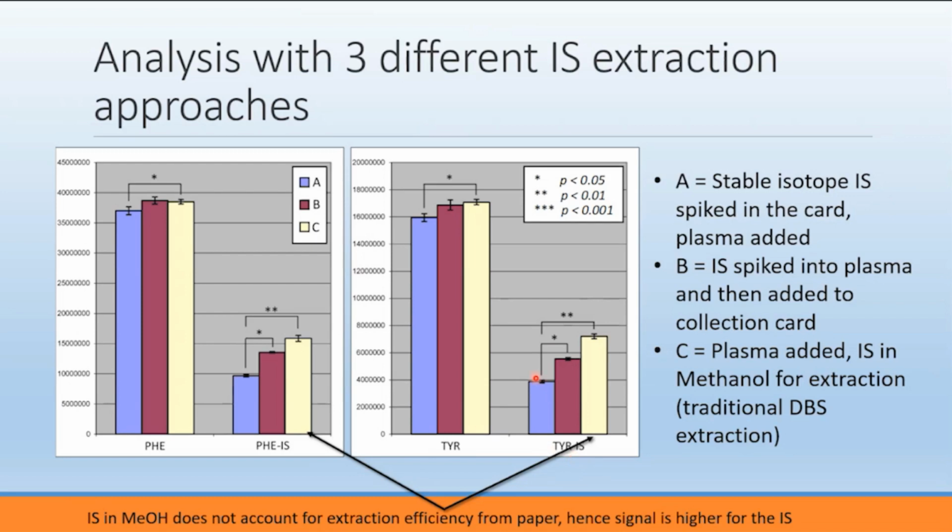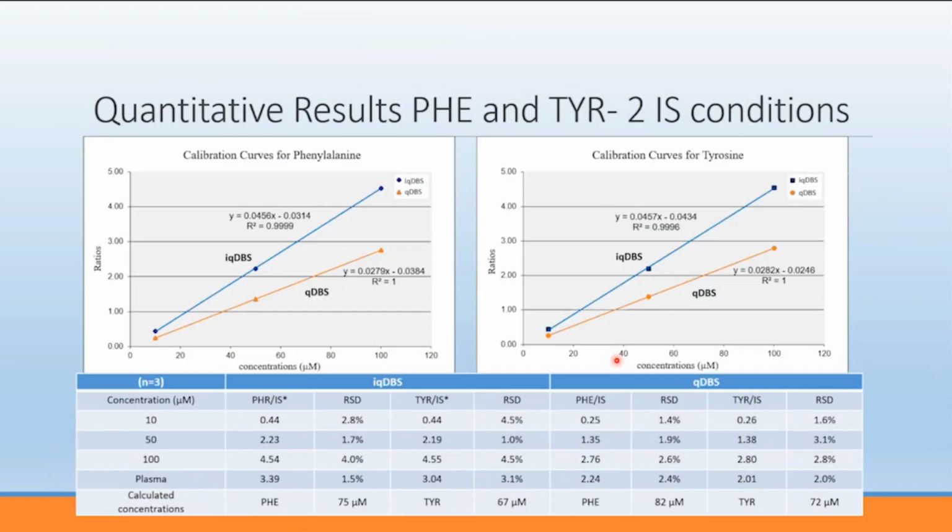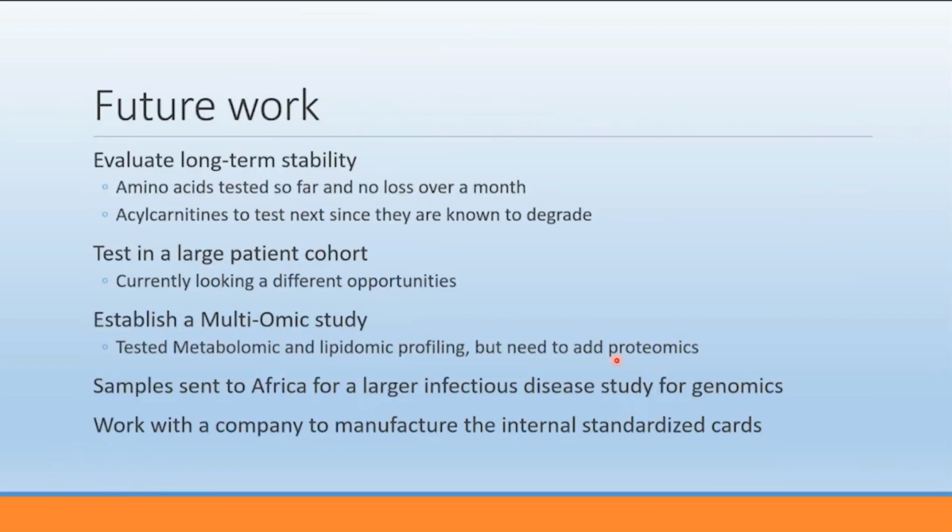So this is reality, and this is what we think really equates to reality. This is what we're currently doing right now. So you see a difference in terms of that extraction efficiency that we're not measuring if you don't have the internal standard in the card. And that then equates to higher reproducibility, and also to better quantitative analysis. And this is just showing calibration curves where you're adding the internal standard, and now you're getting a much more reliable quantitative value.